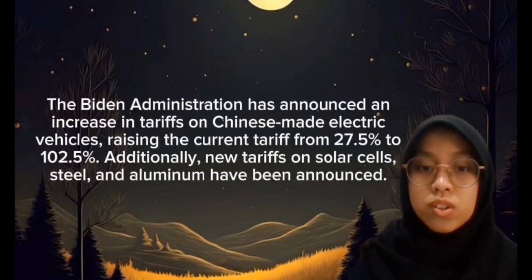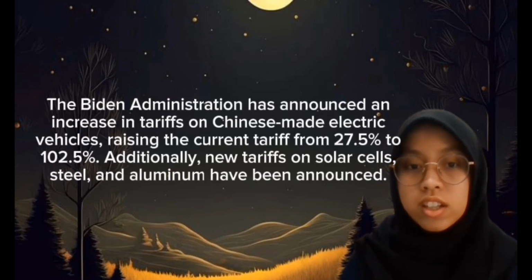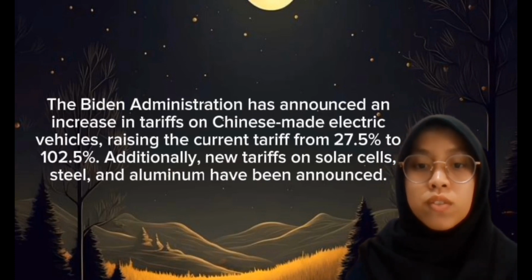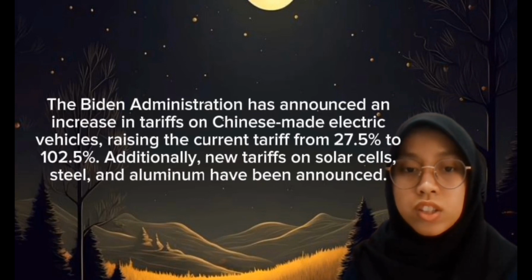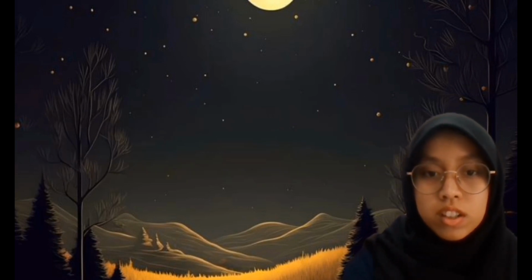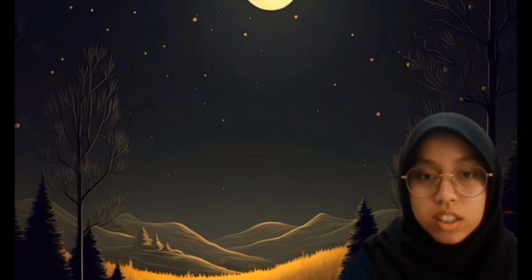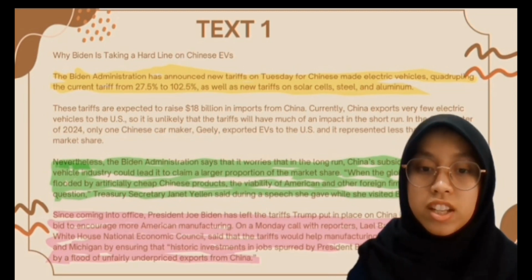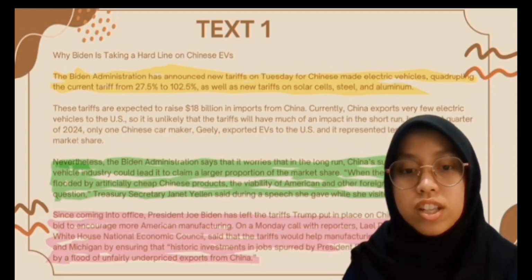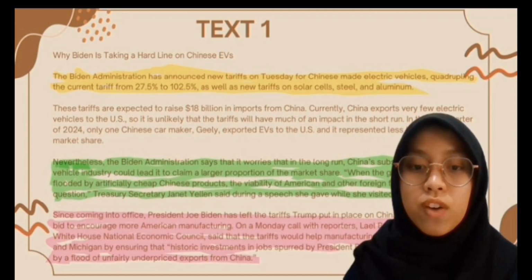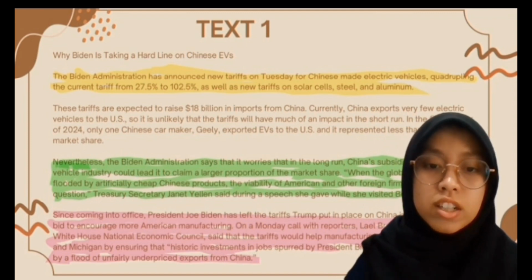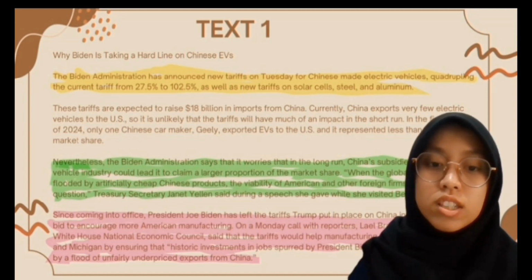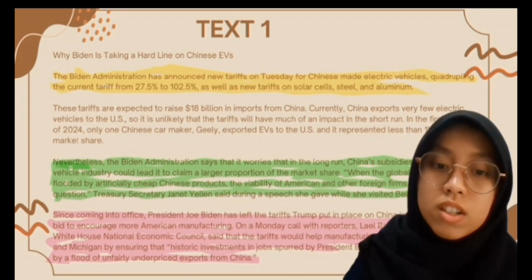So the answer is, the Biden administration has announced new tariffs on Tuesday for Chinese-made electric vehicles, quadrupling the current tariff from 27.5% to 102.5%. We can see the yellow color. The Biden administration has announced an increase in tariffs on Chinese-made electric vehicles, raising the current tariff from 27.5% to 102.5%. Additionally, new tariffs on solar cells, steel, and aluminum have been announced.